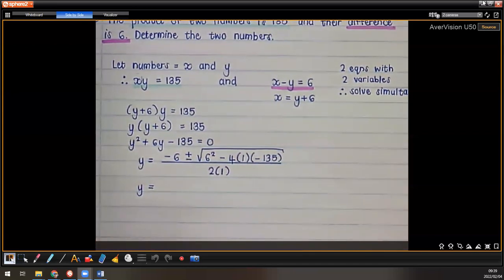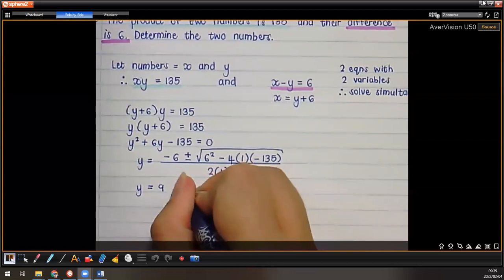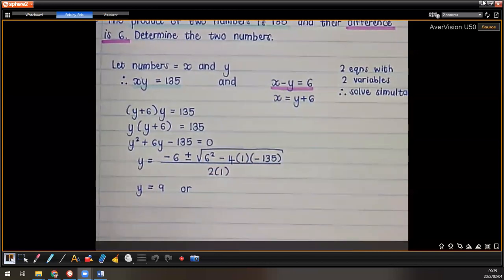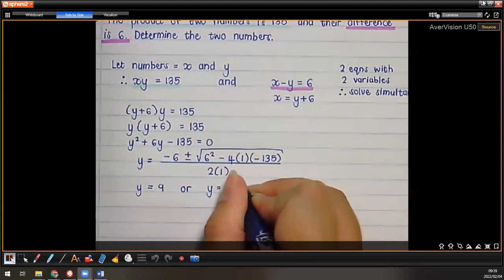Okay, I'll type that in and give everyone a chance to do it as well. Okay, so I'm getting 9 for my first answer. And then for my next one, I'm getting negative 15.